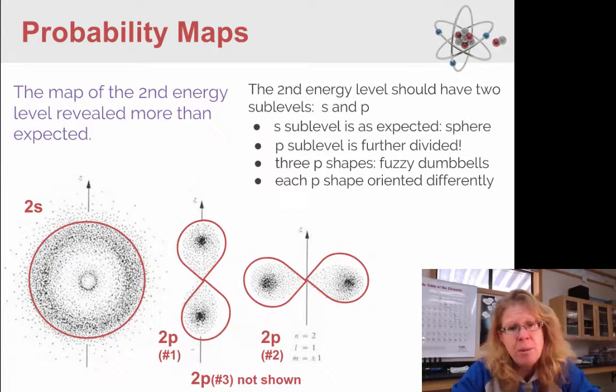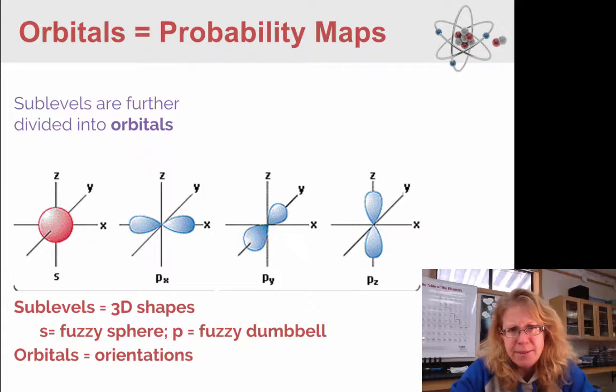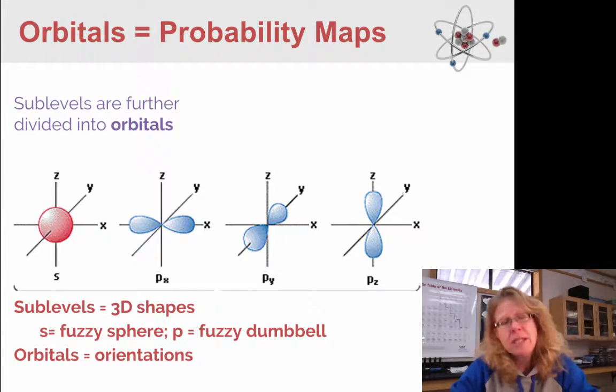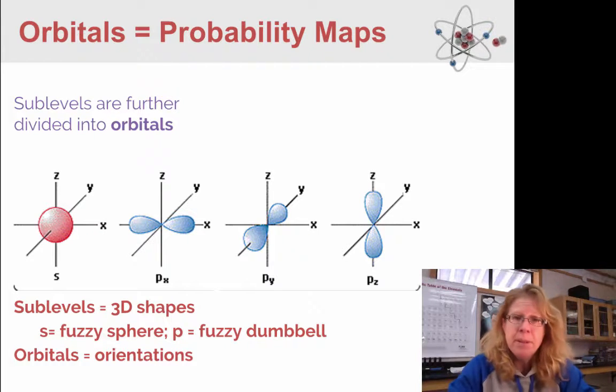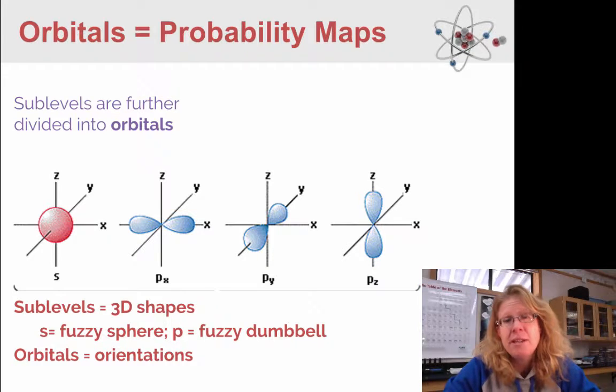So they had to come up with a way of discussing these sublevels in a way that made sense. So these things are called orbitals. And the orbitals are simply a reflection of these probability maps, that they have a particular shape, but then they also have a particular orientation in space. The sublevel is the shape. So the S sublevel has this particular shape, and the P sublevel always has that particular shape.